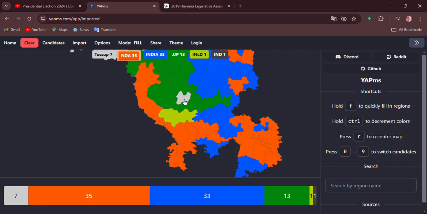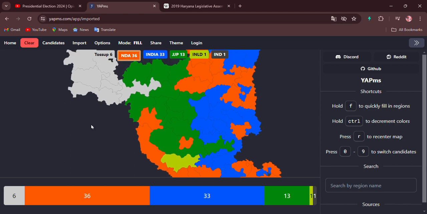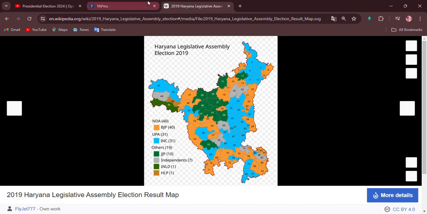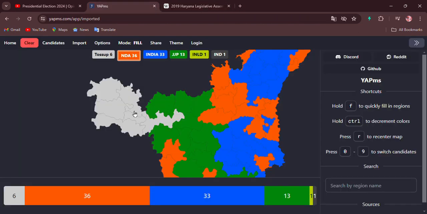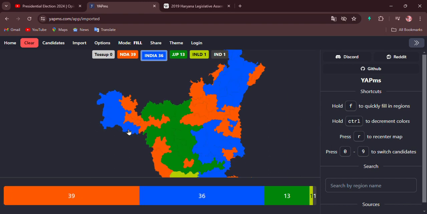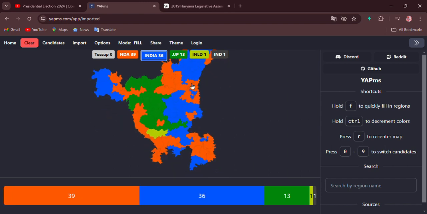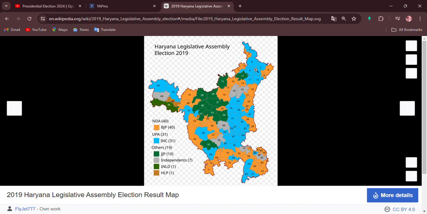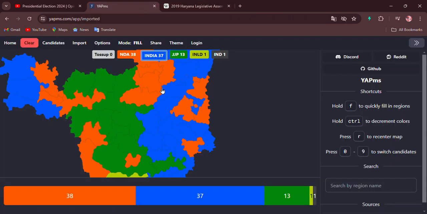NDA has a good hold of this area and will continue to have this. Now we come to here, where I think BJP could invade a little bit in this area, but not much. So I think this is the max that NDA can get. Then I think India Alliance can sweep this area as well. Now you can see, I guess I just colored this orange very much.